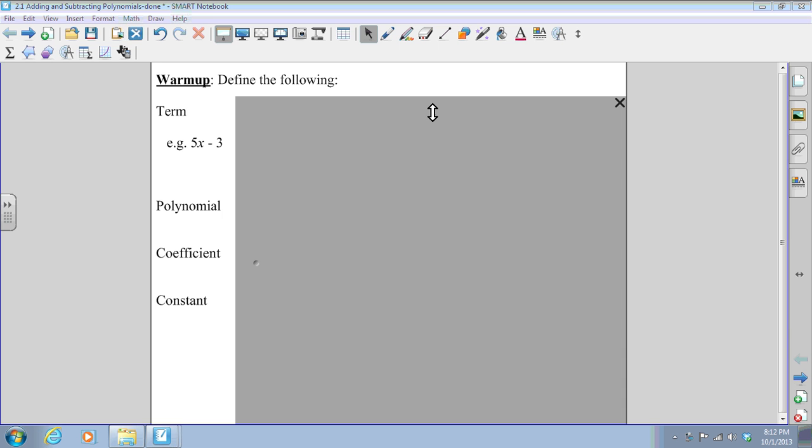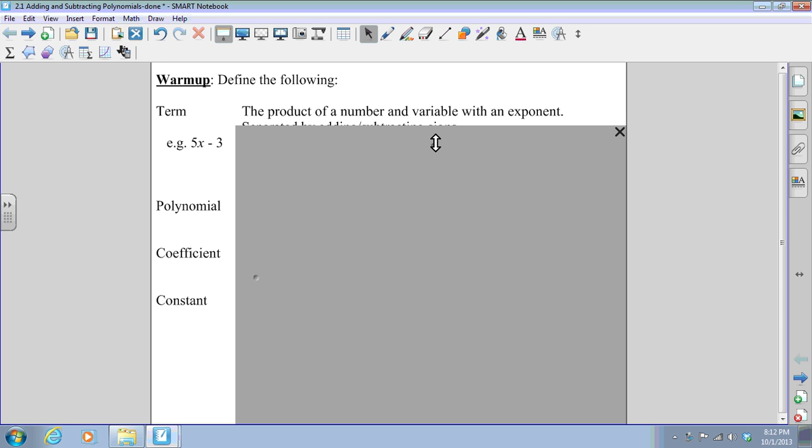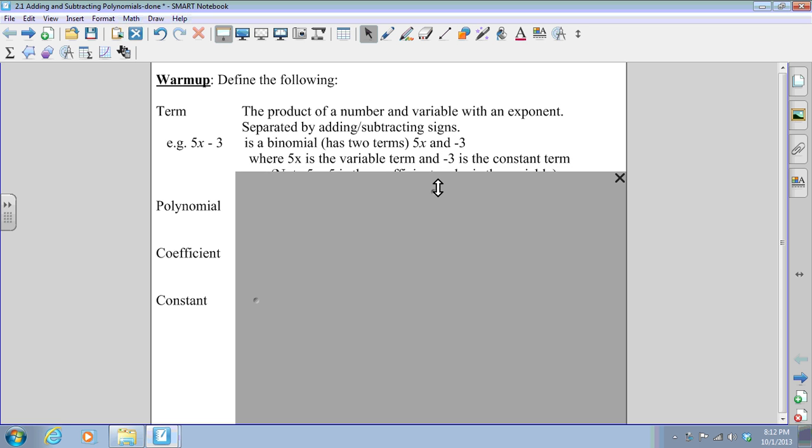We're going to be first taking a look at some terminology. If you need to write these down, please feel free to do so, but many of them you might know off the top of your head. So taking a look at what a term is. Okay, a product of a number and a variable with an exponent. Terms can be separated by adding and subtracting signs, as well as multiplication and division signs.